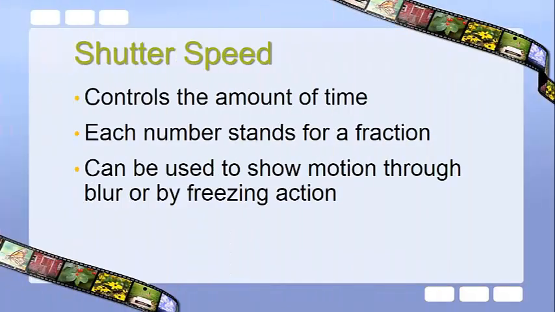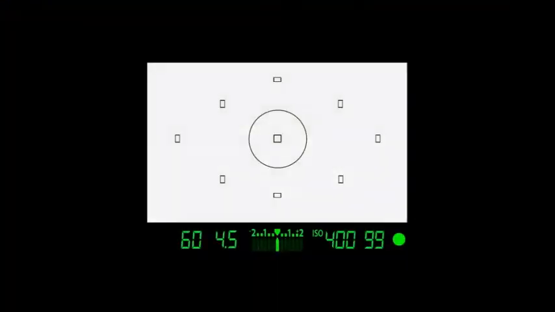The second factor in the exposure triangle is shutter speed. Shutter speed controls the amount of time that the volume of light coming through your lens is allowed to stay on the film or digital media in your camera. For most cameras, shutter speed is displayed as whole numbers, which in actuality are really fractions. For example, a number such as 60 in the viewfinder or on the LCD is really 1/60th of a second. Slower shutter speeds will display quotation marks, which indicate a measure in seconds.